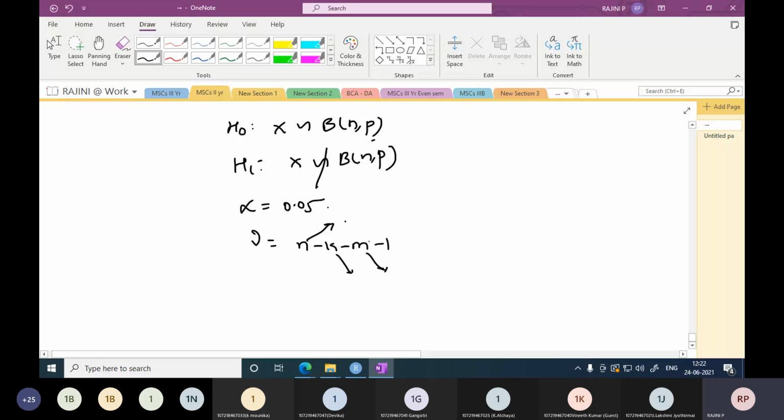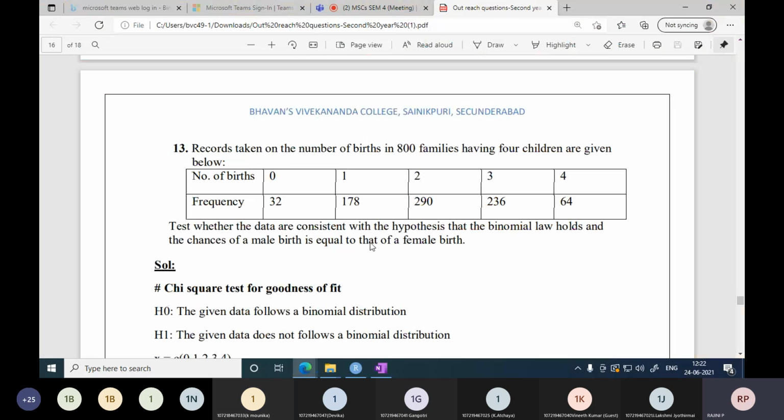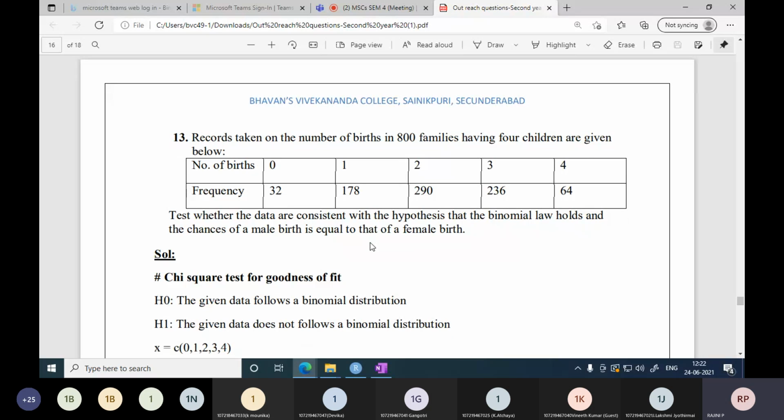Now in this question, for the binomial distribution, the parameters are n and p. n is the last value of the data. So n we know. Did they give the p value? No, ma'am. So here you need to calculate the p value.